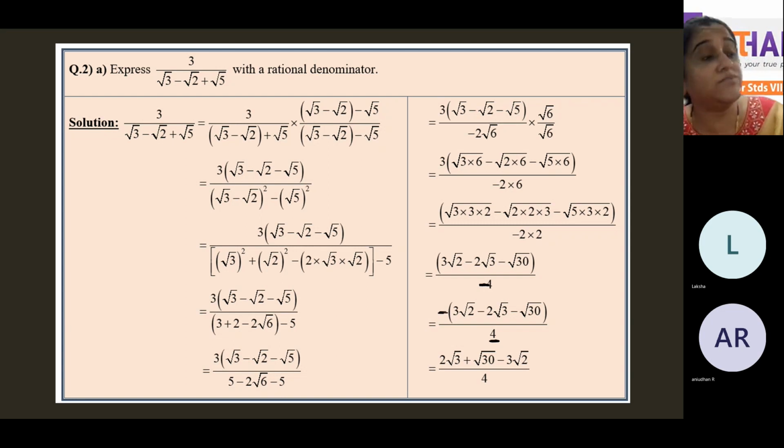There are 3 terms in the numerator. You cannot fix the minus sign only for the first term. There are 3 terms in the numerator.